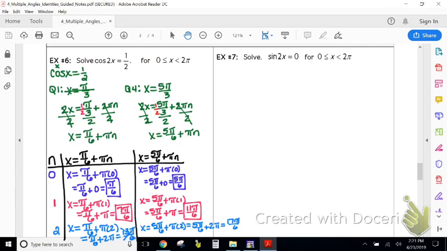So we add them, and we get 17 pi over 6. Is that between 0 and 2 pi? No. So I can see my solutions are the ones that I boxed there. And so I'm going to come up here to the top, and I'm going to list my answers. So I got x is equal to, smallest to largest, pi over 6, 5 pi over 6, 7 pi over 6, and 11 pi over 6. And so there's our solutions for this equation.